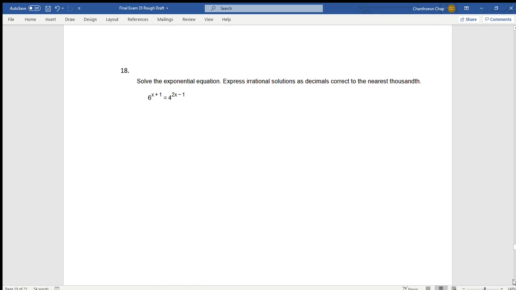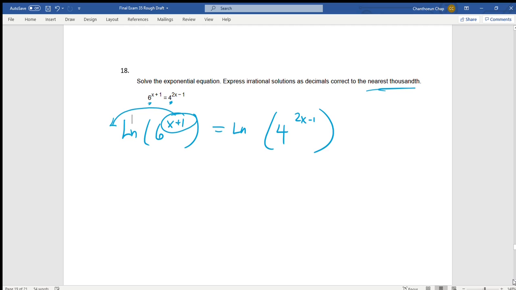Question 18, let's solve the exponential equation and of course round to the nearest thousandth. For this question, I always try to get the same base, but you'll probably realize that's not possible. You cannot get the same base. But what we can do is take the natural log of both sides. Let's start by taking the natural log of both sides of this equation. And now we can bring that exponent to the front. Using our exponent rule, we can bring it to the front.